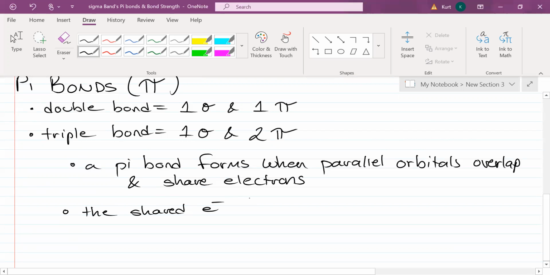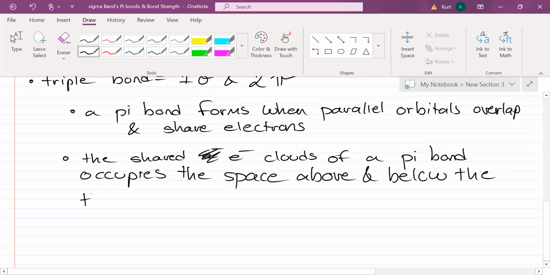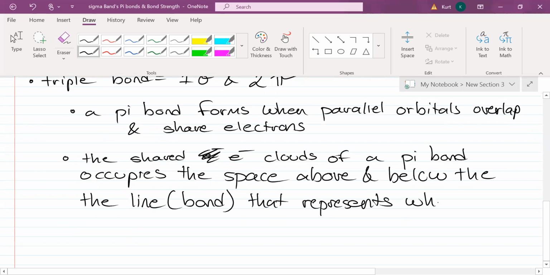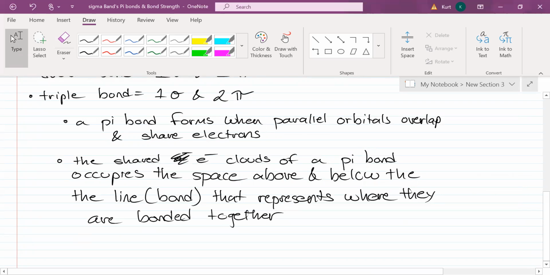The shared electron clouds of a pi bond occupy the space above and below the line that represents where they are bonded together. Okay, so that's just a lot of words. You guys said the definition, but let me actually give you some visuals here to help you out.